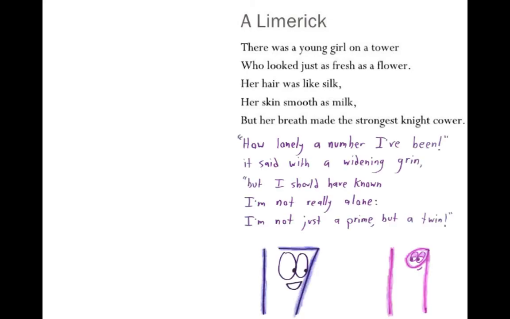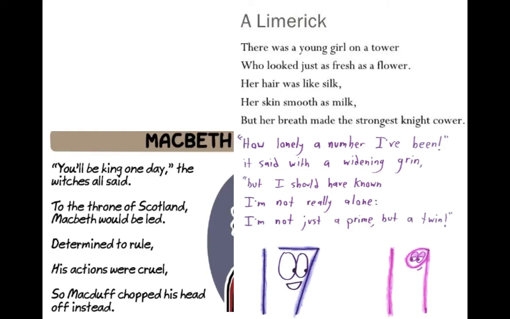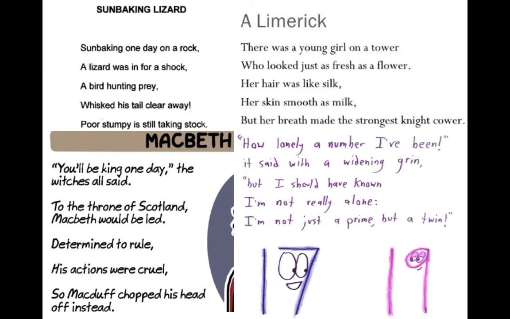How lonely a number I've been, it said with a widening grin. But I should have known I'm not really alone. I'm not just a prime, but a twin. You'll be king one day, the witches all said. To the throne of Scotland Macbeth would be led. Determined to rule, his actions were cruel, so Macduff chopped his head off instead. Sunbaking one day on a rock, a lizard was in for a shock. A bird hunting prey with his tail clear away. Poor Stumpy is still taking stock.